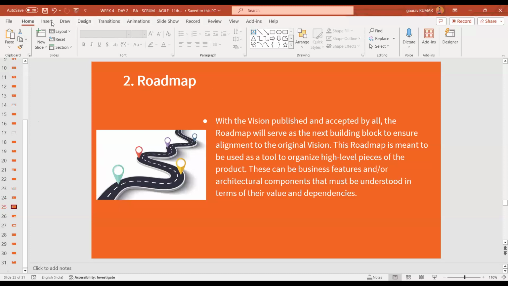With the vision published and accepted by all, the roadmap will serve as the next building block to ensure alignment to the original vision. This roadmap is a tool to organize high-level pieces of the product. These can be business features and/or architectural components that must be understood in terms of their values and dependencies. Yeah, thank you so much for reading this out.